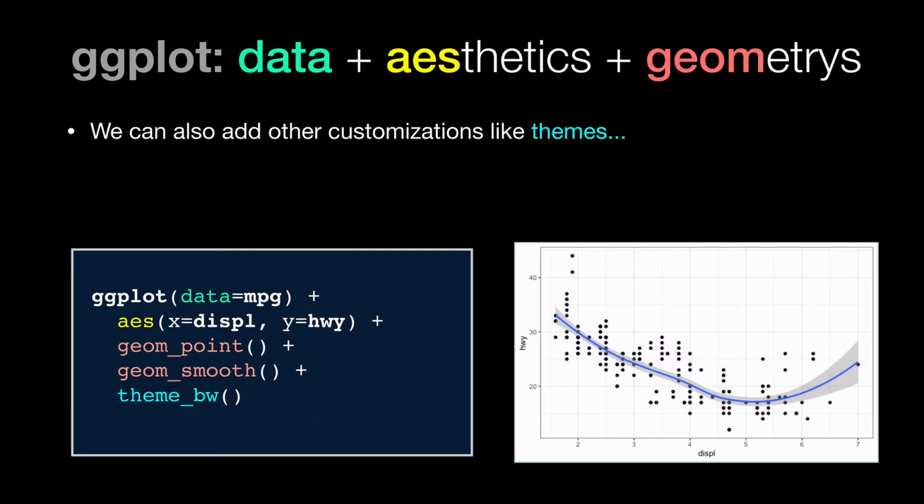We can also add other customizations in this fashion, like changing the way the plot looks with so-called theme layers here, of which there are many. So this is one that I like. That's a more simple, more traditional kind of display, or black and white theme BW here.